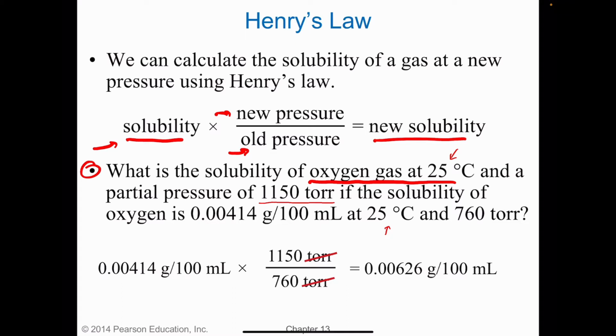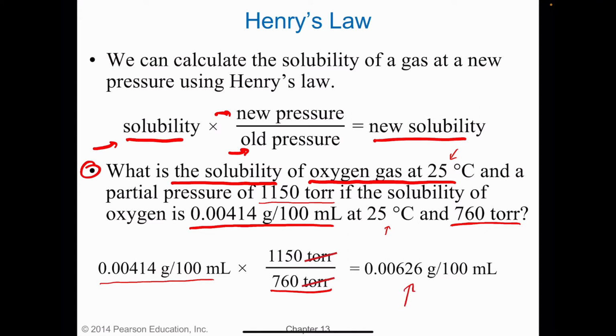If the solubility of oxygen is 0.00414 grams per 100 milliliters and the pressure is 760, so this is our original solubility and this is our original pressure. And then they're saying, what is the solubility? So that's what we're solving for.